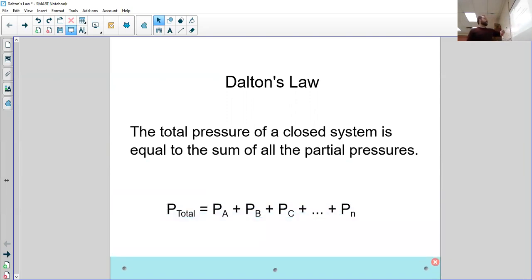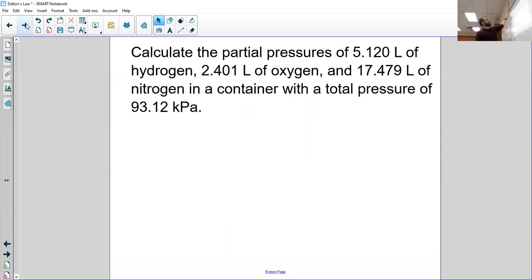So we have P total, the total pressure, is equal to the pressure of the first gas, the second gas, the third gas, all the way to the last gas that's in the closed system. The sum of those is equal to the total pressure.